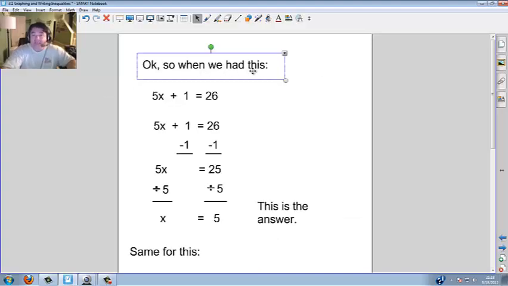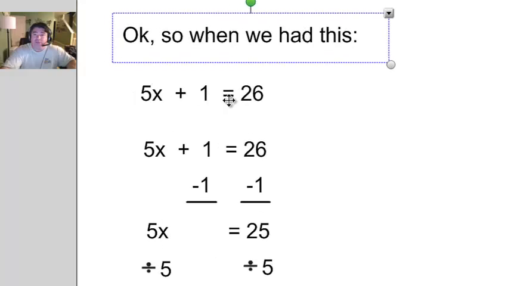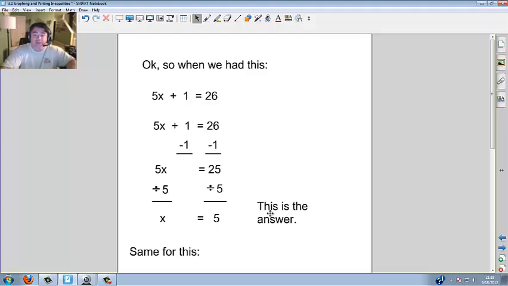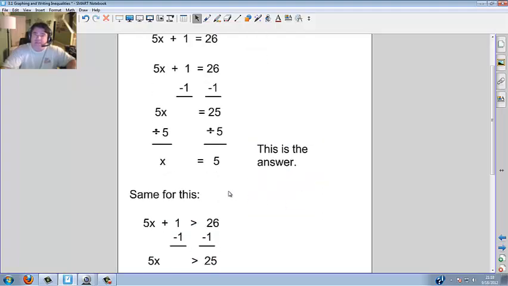Okay, so when we had this, let's start with 5x plus 1 equals 26. Well, okay, we went ahead and minus 1 to both sides. You got 5x equals 25. Remember, instead of times 5, we divided by 5. Do that to one side, you do it to the other. You do that, and you get 1x equals 5, or just x equals 5. This is the answer.